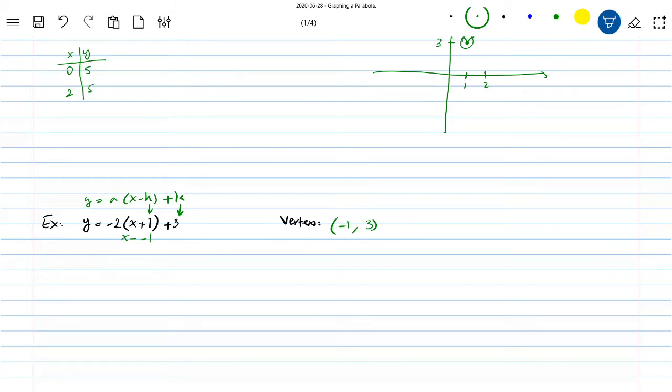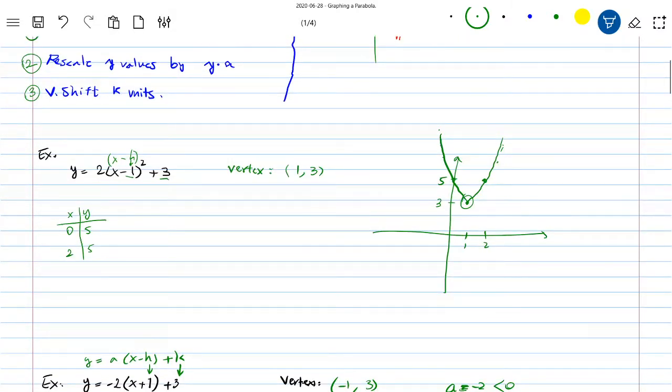And since a equals negative 2, a is a negative number. A is negative, that means the parabola should open downward. This is the case of a negative. The last example was a positive. A was positive 2 as a coefficient. So now you can draw this.